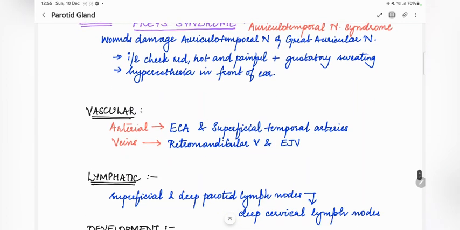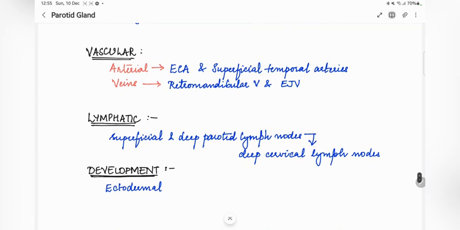Next, we have the vascular supply and the lymphatic drainage. The arterial supply is by the external carotid artery and the superficial temporal artery, whereas the veins that drain are the retromandibular vein as well as the external jugular vein. The lymphatic drainage is to the superficial and deep parotid lymph nodes, which further drain to the deep cervical lymph nodes. Talking about the development, the parotid gland is ectodermal in origin.